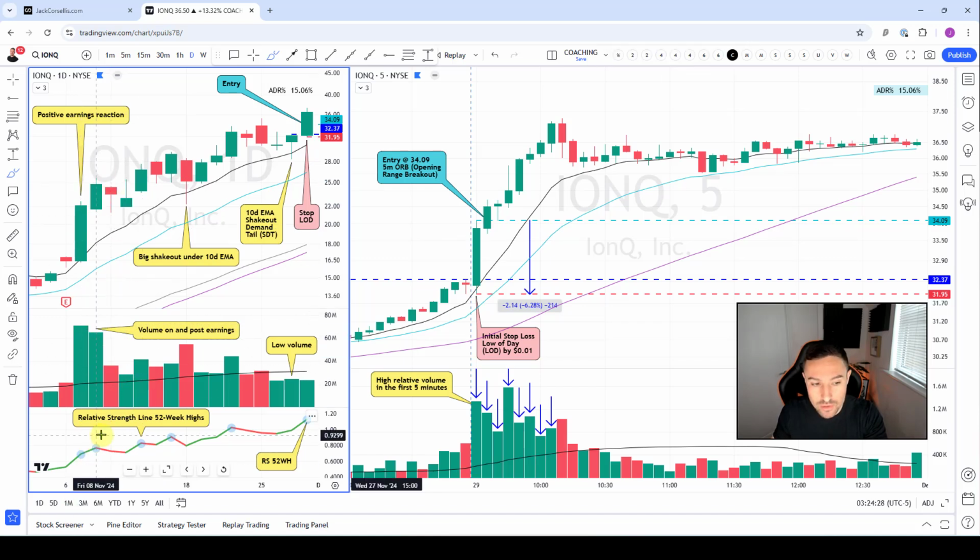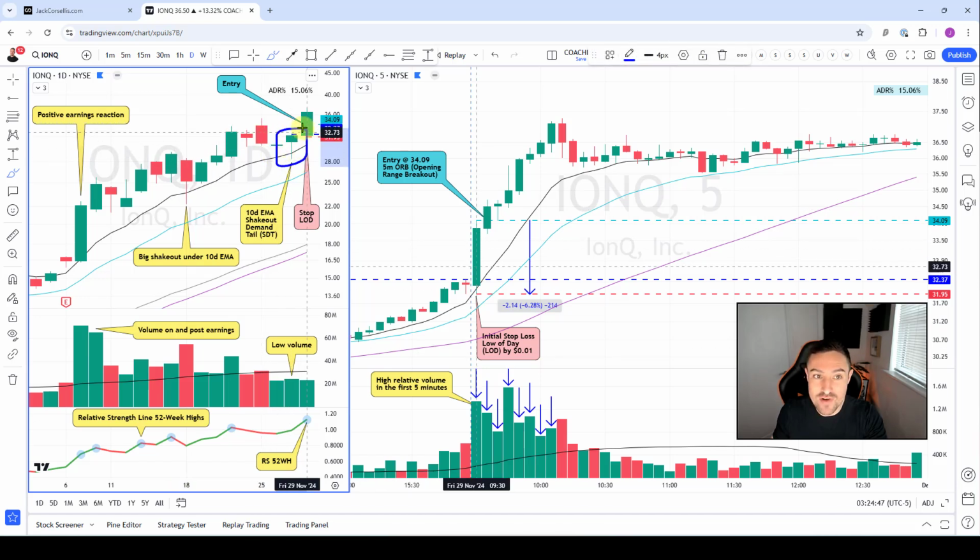Note the volume. You also get back-to-back 52-week highs on my relative strength line. It's a free tool on TradingView; search my name in the indicators. I like 52-week highs. It means it's showing a lot of leadership in this instance versus the S&P 500. It pushes up, pulls into the 10-day EMA, the black line that you see here. Nice big shakeout, pushes up again, pulls in.